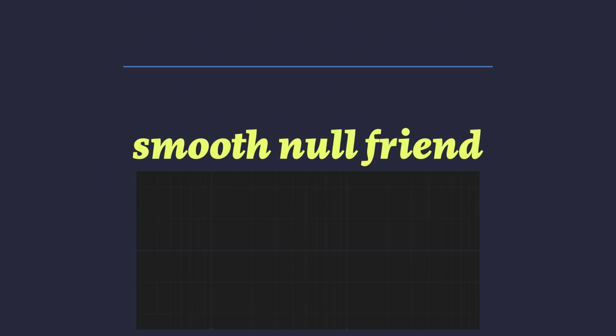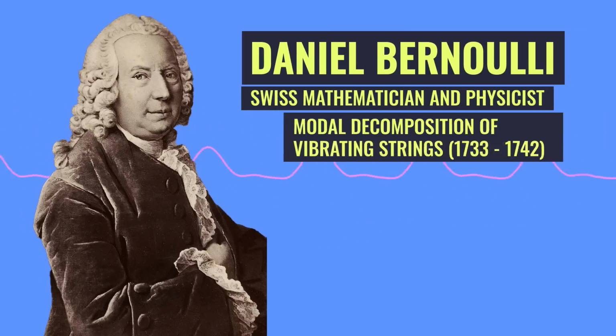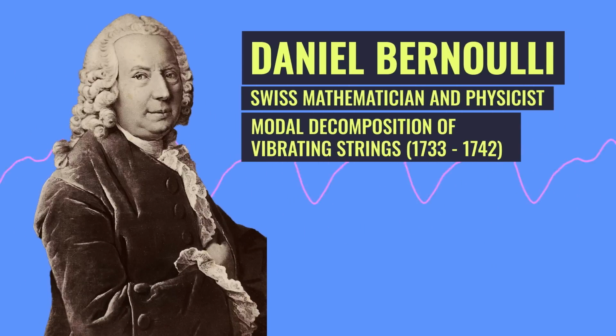But that's not how any sound appears in nature, and even as far back as the 1730s, scientists could tell something weird was going on. If you look at a vibrating string, you can see that it has a much more complex vibrational pattern than a simple sine wave. This got a guy named Daniel Bernoulli interested, and his work on the modal decomposition of vibrating strings dug into it.